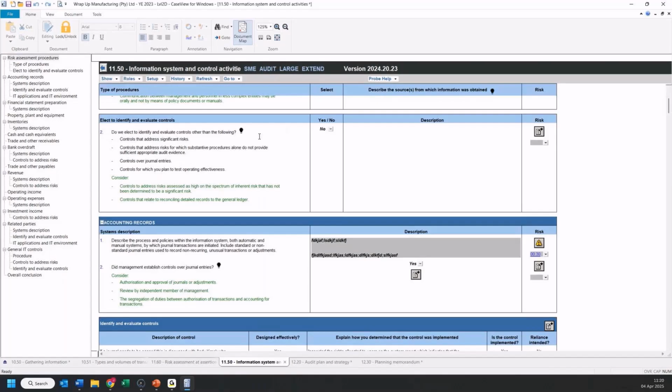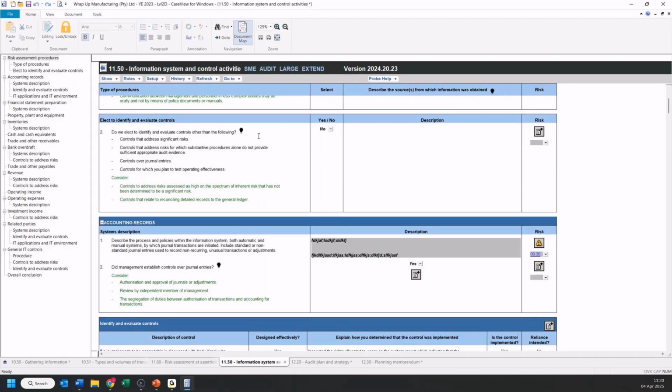we also have to go and identify and evaluate controls that address risks for which substantive procedures alone do not provide sufficient appropriate audit evidence. We said that's not applicable to us in revenue, so that one's not applicable. Controls over journal entries we already considered last week. And then if you want to really badly test controls, well, then you've got to go and identify and evaluate if they are sufficiently designed and sufficiently implemented.